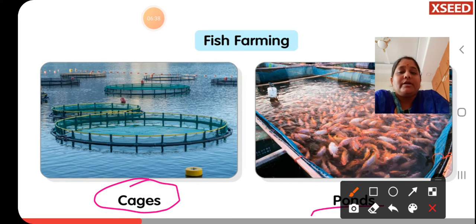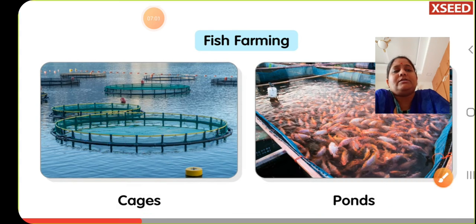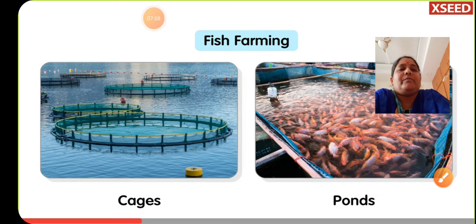In the cage farming method, you will see small cages like these ring-like structures which are connected with a net. You can see a thin net connected everywhere. Small cages are placed in natural water bodies, like rivers, seas, and ponds. You can see so many cages placed here, like 1, 2, 3, 4, 5, a number of cages placed in the natural water bodies.